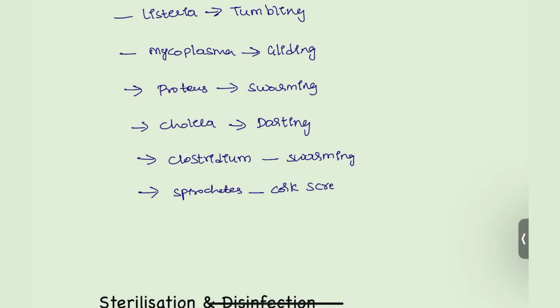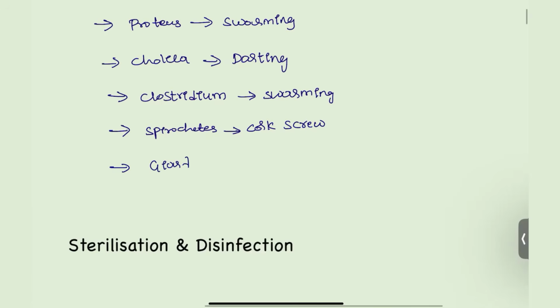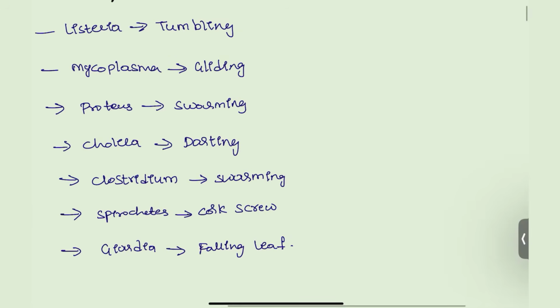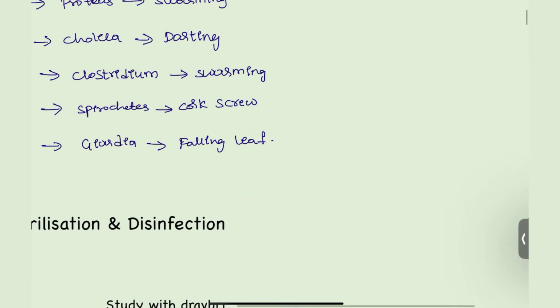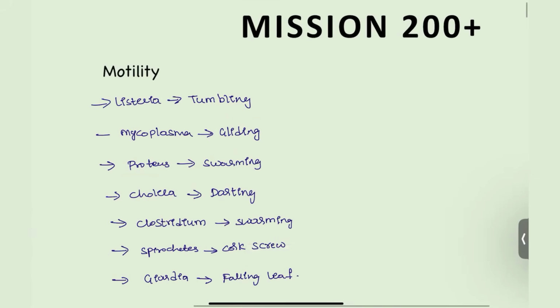Okay, corkscrew motility. Next, Giardia lamblia. This one will have the falling leaf motility. Even in the structure you are going to see it has the falling leaf motility. Okay, next, Vibrio cholerae, that is already discussed, that is the darting motility. So these are the motilities that you have to remember for the examination.